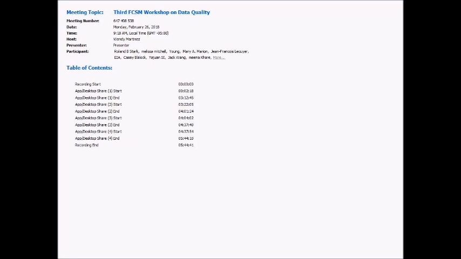First workshop was focused on input data quality. Second workshop was focused on processing quality, and now the third workshop is focused on output data quality. So once again, welcome to everybody, and we're going to turn things over to Chris Chapman, who's going to give us a review of the first workshop.